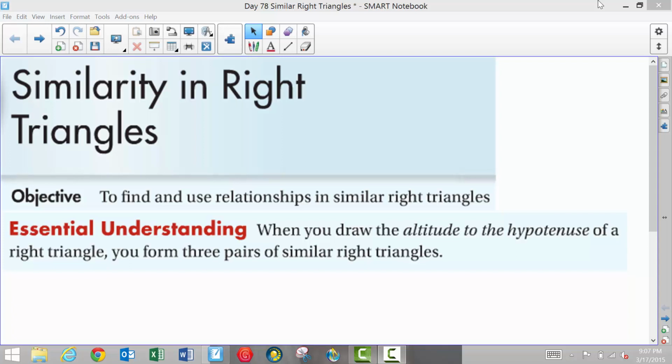Today's lesson is on similarity in right triangles. Our objective is to find and use relationships in similar right triangles. Our essential understanding is when you draw the altitude to the hypotenuse of a right triangle, you form three pairs of similar right triangles.